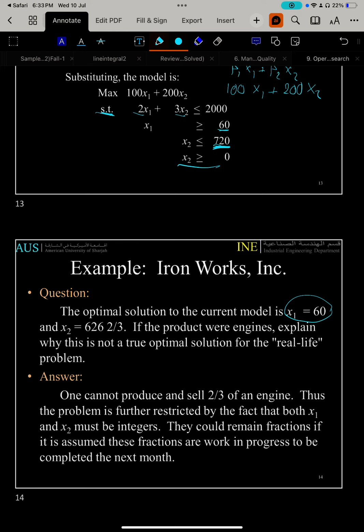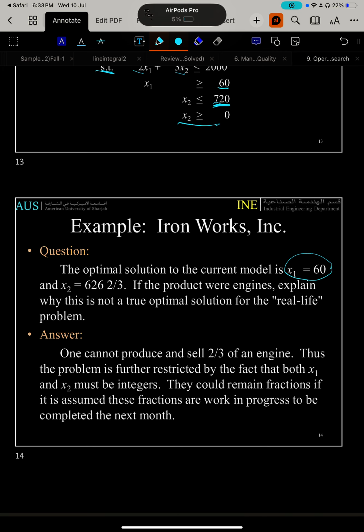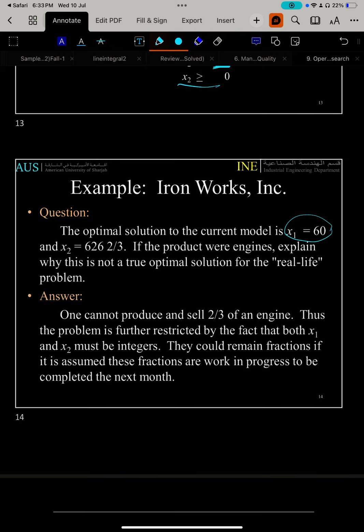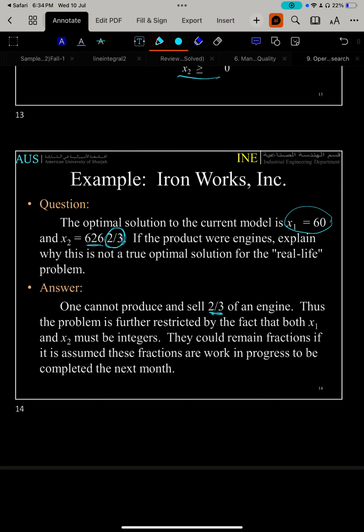I think if this is an engine, it will not be optimal to produce 626 products. Yes, this might maximize profit, but we might not have the demand for these engines. Maybe we just have demand for 60 engines, and for product 2, 100 engines. So we also need to take supply and demand into consideration. That's important. He's also talking about the 2 over 3. It's about the number of products itself. It cannot be a fraction, so we cannot produce 2/3 of an engine.